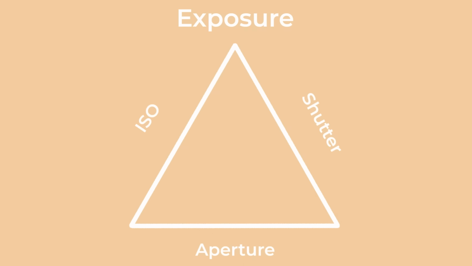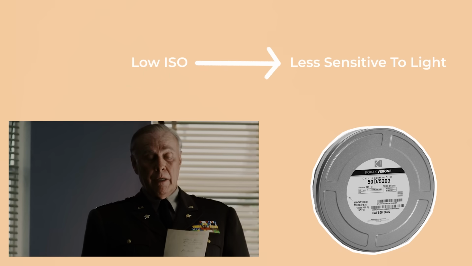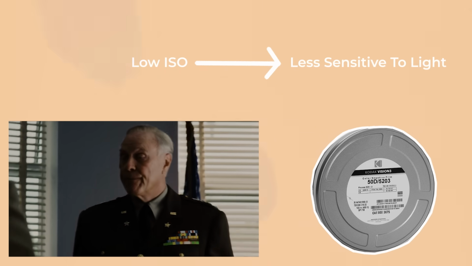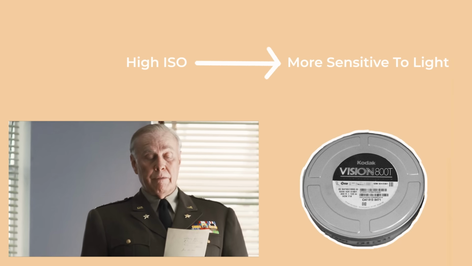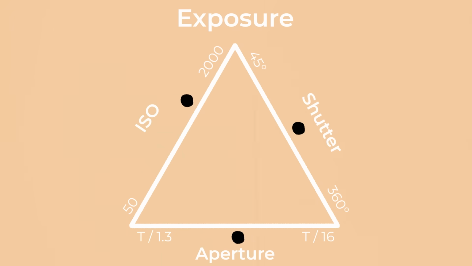Finally, the ISO, or film speed, refers to how sensitively the digital sensor or film stock responds to light. A low film speed such as 50 ISO is less sensitive, so will be darker, and a high film speed such as 800 ISO will be brighter. So to expose an image which is not too bright and not too dark, cinematographers will manipulate this exposure triangle of shutter angle, aperture, and film speed until the footage has the correctly exposed look.